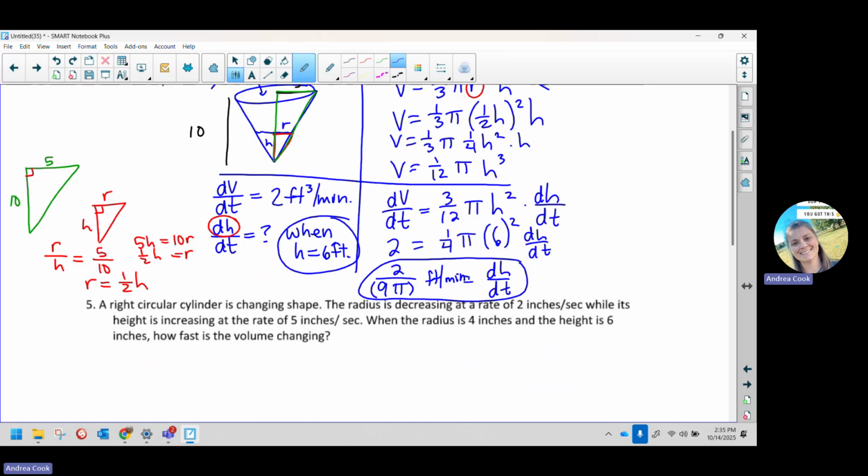All right, you are going to try number 6. Skip 5, try number 6 on your own. Another cone. Yes, you do know where to start. Try it. I believe in you guys. Draw a picture.